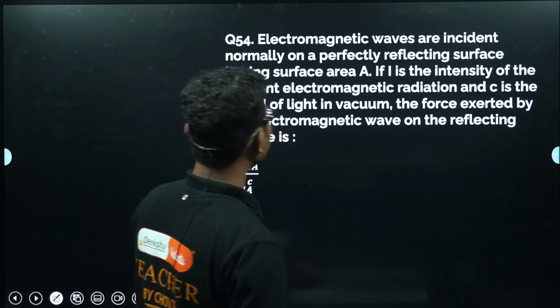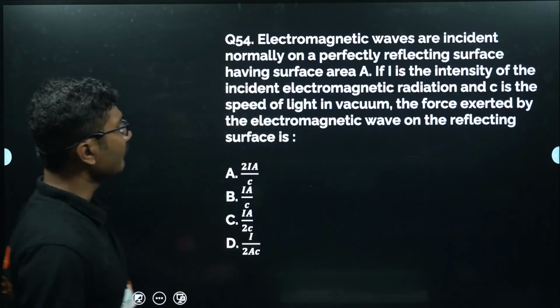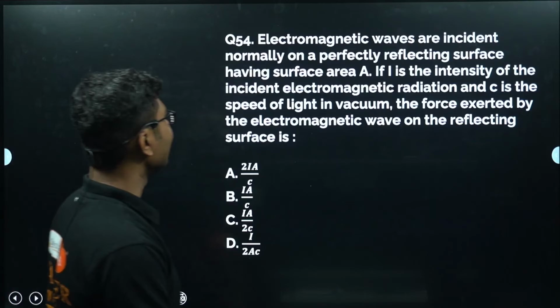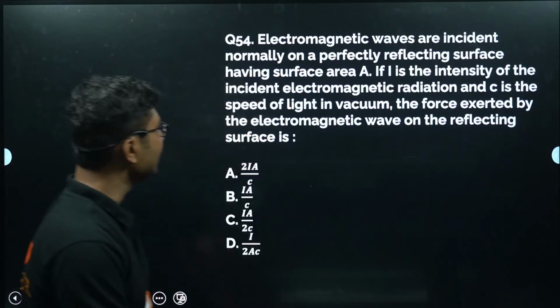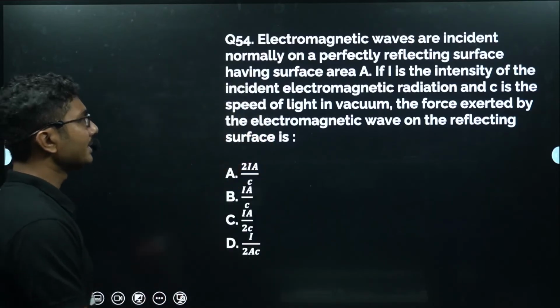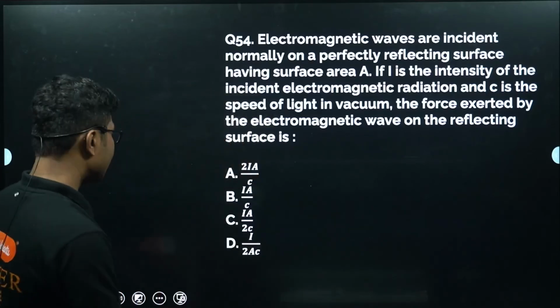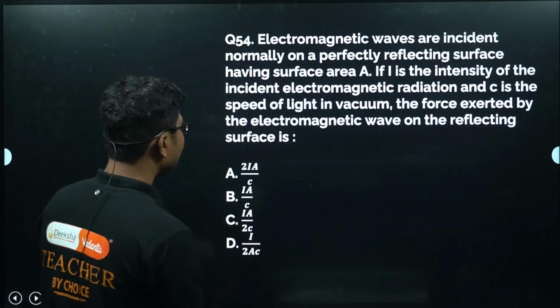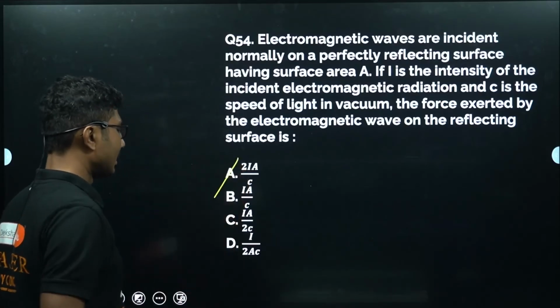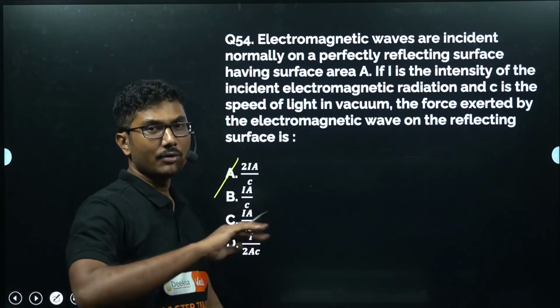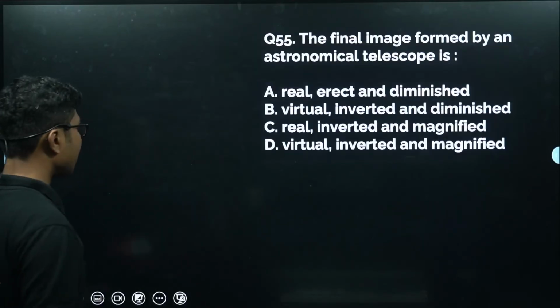Electromagnetic waves are incident normally on a perfectly reflecting surface having surface area A. I is the intensity of the incident electromagnetic radiation, and c is the speed of light in vacuum. The force exerted by the electromagnetic wave on the reflecting surface. This is also deleted from the syllabus. The correct answer is this, 2IA by c. You have to remember this formula, but now this part is deleted from the syllabus.